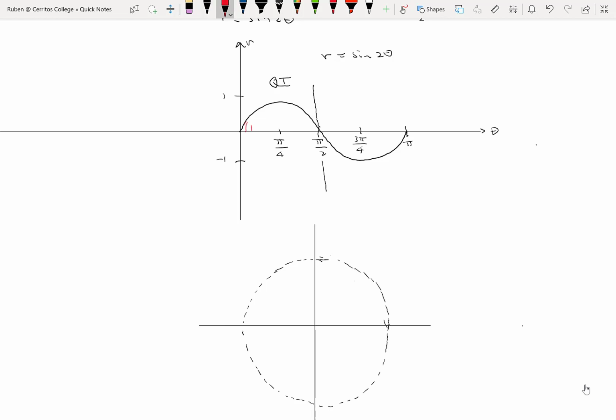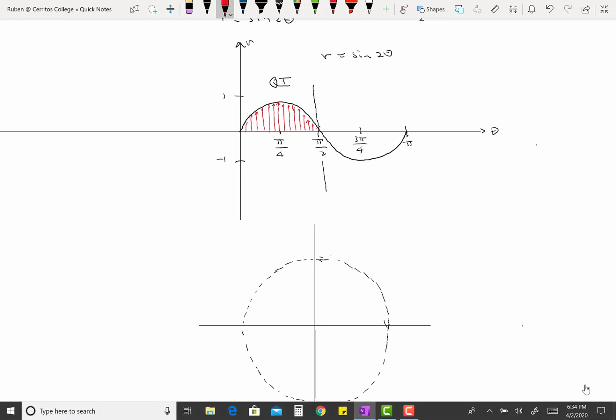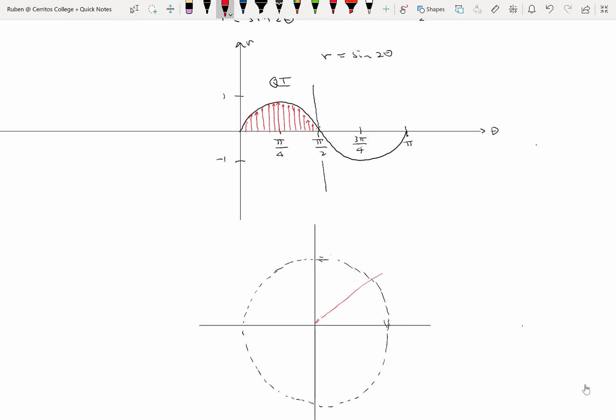Look what happens as we move through quadrant 1. As theta varies between 0 and pi over 4, the r values vary between 0 and 1, and then they come back to 0, finishing out quadrant 1. The r values go from 0 to 1 and back to 0, all in quadrant 1. So what that means is this. I need to place all those little red arrows into the graph in the polar plane, all in quadrant 1.